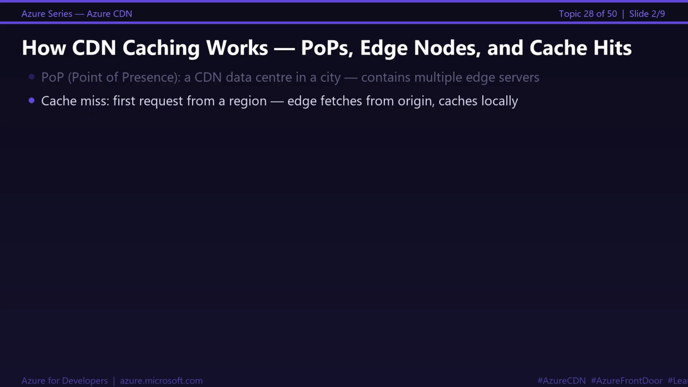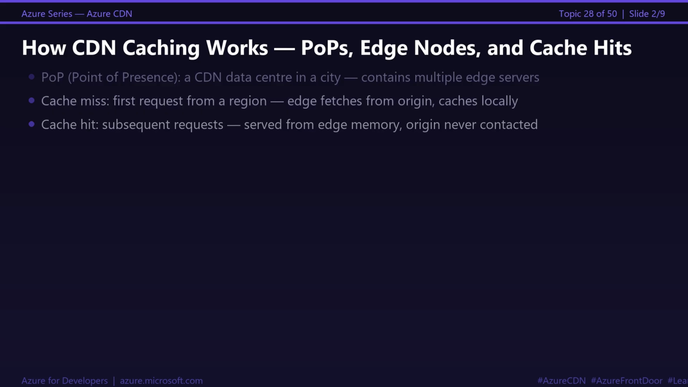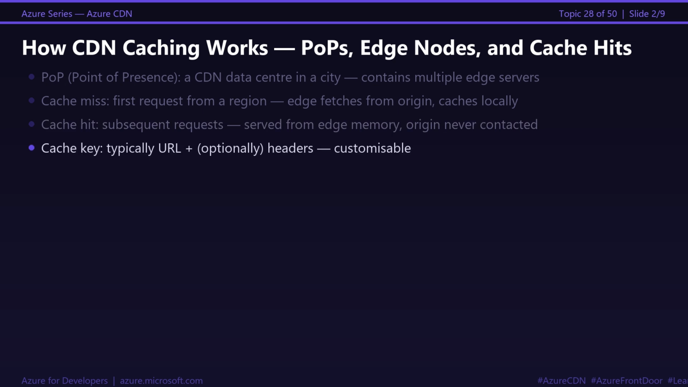Origin Shield adds another optimization layer. Without it, 200 POPs all miss at the same time during a cache clear. 200 simultaneous requests hit your origin. With Origin Shield, one intermediate cache absorbs all POP misses. Your origin sees one request, not 200. Essential for high-traffic sites.